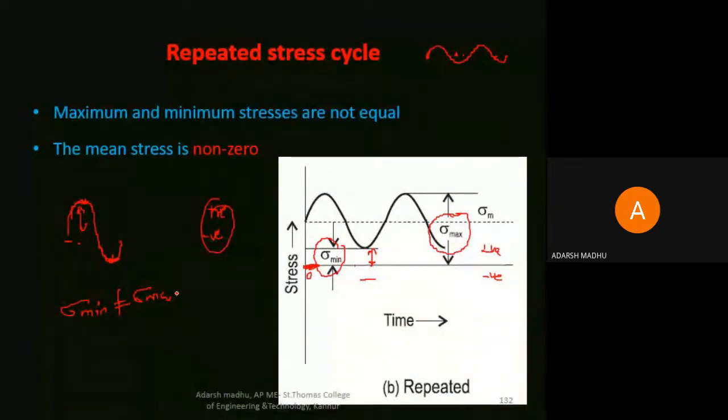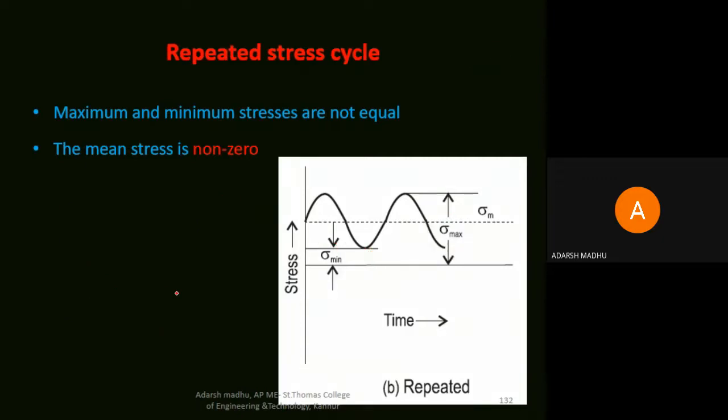When we apply repeated load, or repeated stress, on any material, it will cause fatigue, or it will cause a failure. So likewise, we can explain sigma minimum and sigma maximum here: in the repeated stress cycle they are not the same, so the mean component value is not equal to 0.